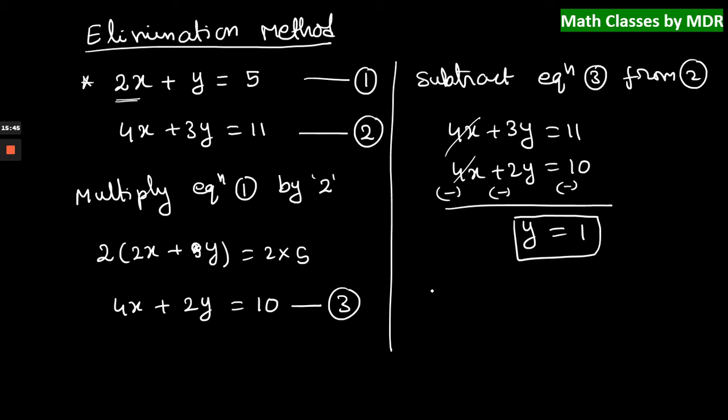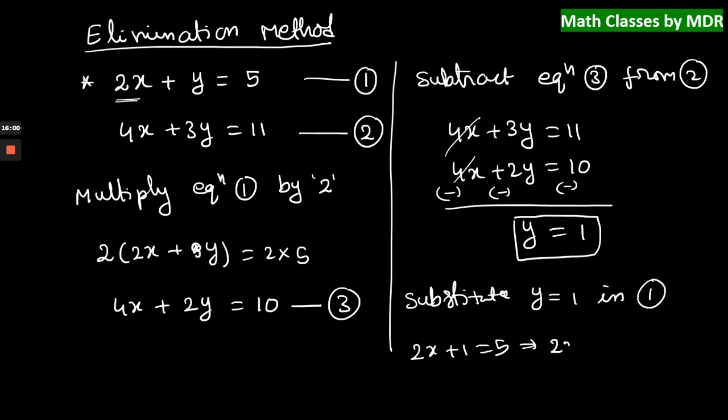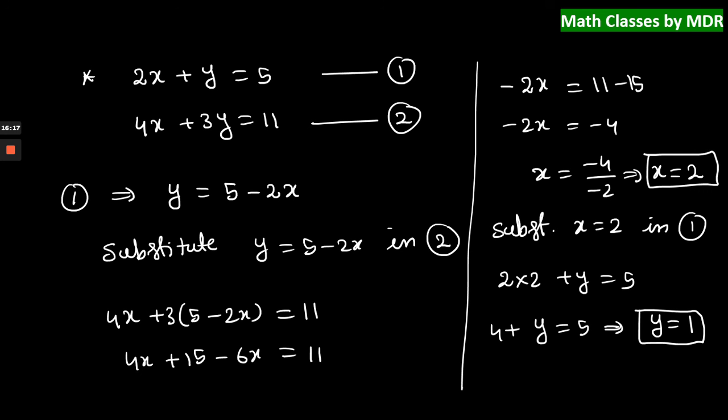Now substitute y is equal to 1 in equation 1 or 2. So let us substitute in 1. So 2x plus 1 is equal to 5, and 2x is equal to 4, 5 minus 1, right? So x equals 2. Therefore y is equal to 1 and x is equal to 2 are the solutions for these equations. Right? Is it same as the previous one? Yes, it is same as the substitution method. I hope you have understood.